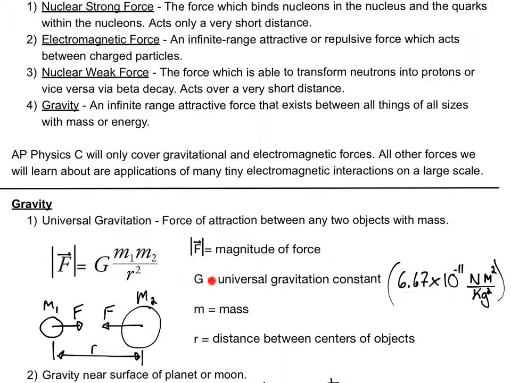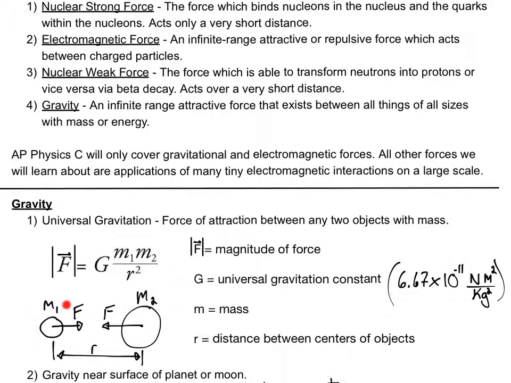This G is the universal gravitation constant, 6.67 times 10 to the negative 11th newton meters squared per kilogram squared. Notice if you take those units and plug them in here and do dimensional analysis, you will be left with units of newtons when you cancel out the meter squared and the kilogram squared on the top and the meter squared and kilogram squared on the bottom. M, of course, is for mass, that's in kilograms. R is the distance between the centers of the objects, that would be in meters.